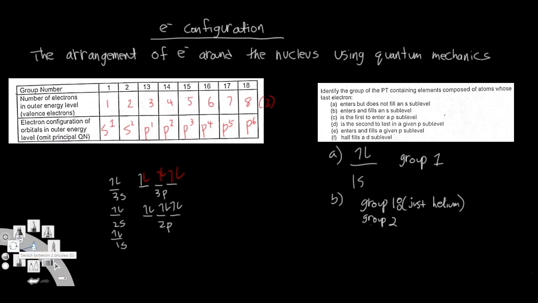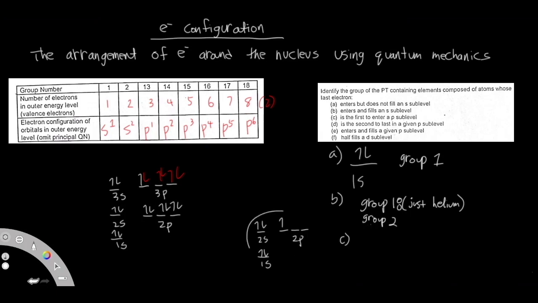Let's do the same thing for C. Is the first to enter a P sublevel. So if we were to draw this all out, 1s, 2s, 2p, let's count it. 1 electron, 2, 3, 4, 5. Notice how it enters with the 5th electron. What would that be? 5 on the periodic table, right? The atomic number of 5 is the same number of the electrons. So what element would that be? That would be boron. Boron is a group 13 element. So I would have to put group 13.